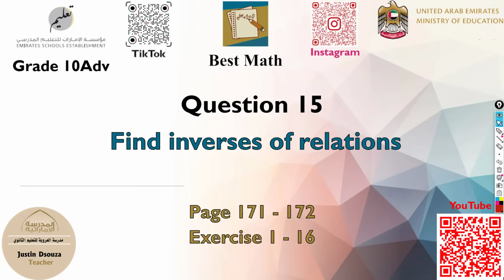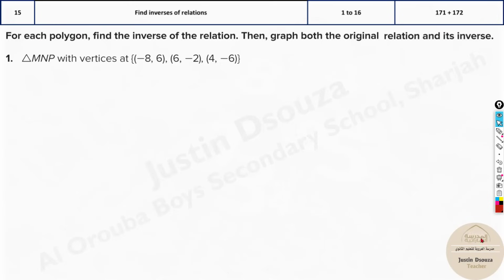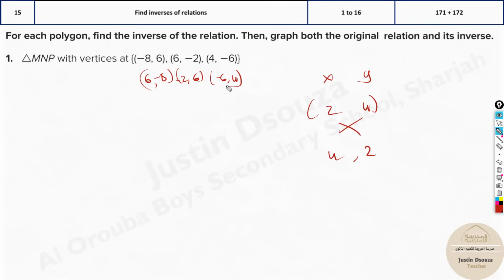The final question in part 1 is question 15. It is to find inverses of relations. Here we have been told this is a triangle, M and P, and the vertices are given. You need to find the inverse. Now what exactly is inverse? X and y, if you have coordinates, like say 2 and 4, swap them out. Inverse would be swapping them out. It will be 4 comma 2. Y becomes x, x becomes y. So the inverse relation over here would be 6, minus 8, minus 2 comma 6, and then we have minus 6 comma 4. That would be the answer.